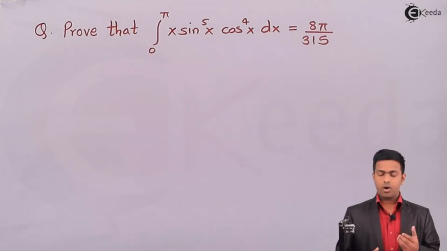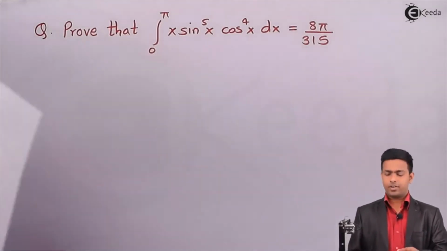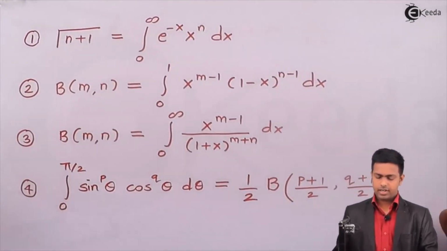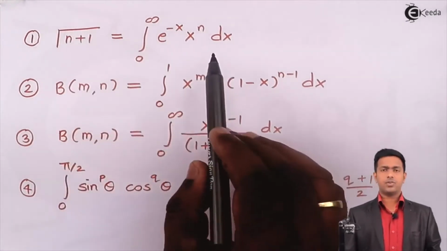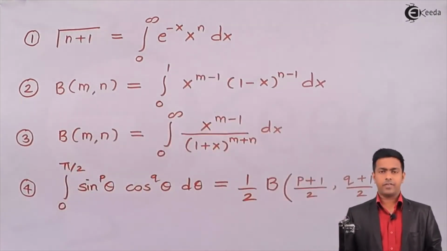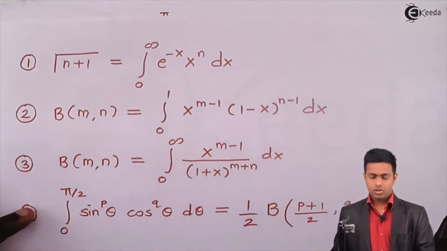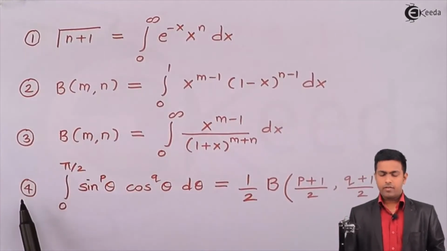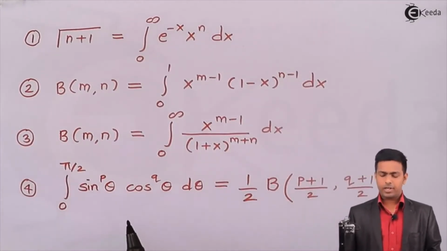Now the question is how to prove this. So guys, let's see the definition of beta function. Here on the screen you have the definition of beta and gamma function. The first one is the definition of gamma, and the other three are the definition of beta function. Now if you compare our question, it has trigonometric terms, so it is matching with the fourth one, the definition of beta function.